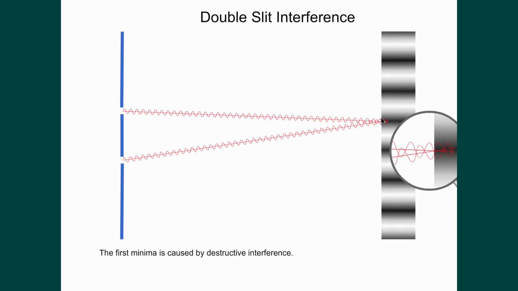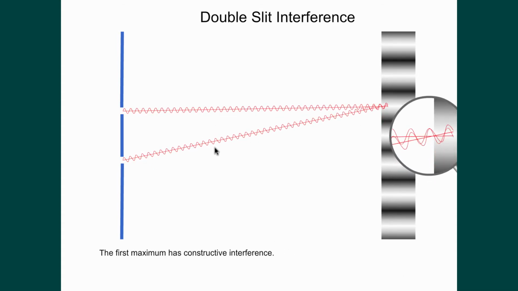If we move up slightly in the pattern, what we'll notice is the bottom ray actually has to travel a slightly further distance, and what that means is when they reach the screen, it's the crest of the top wave interfering with the trough of the bottom wave. So these are 100% out of phase, and this is destructive interference. It says the first minima is caused by destructive interference.